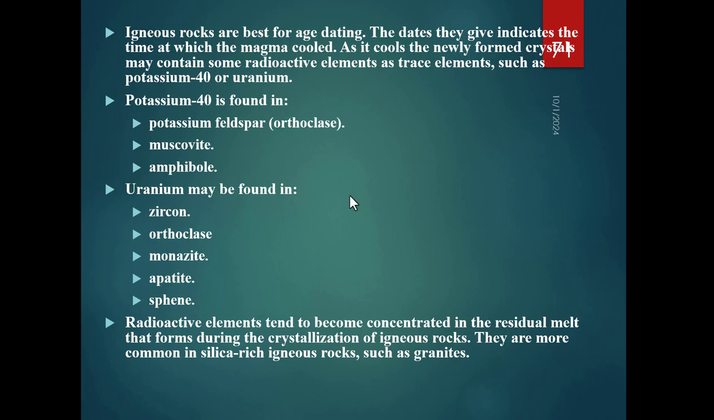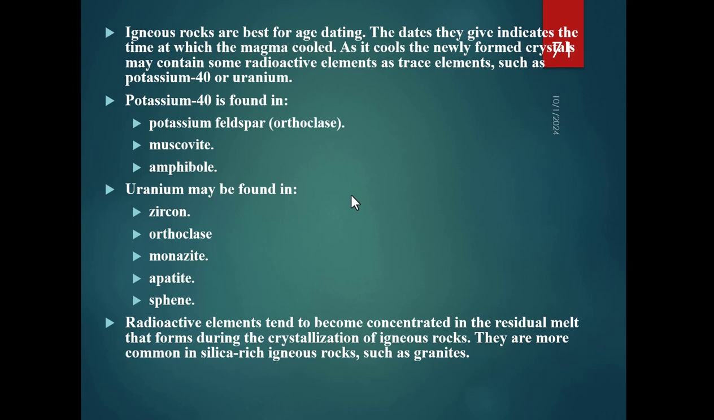So what kind of rocks are used most commonly for age dating? I already mentioned to you that the igneous rocks are the best. The dates they give indicate the time at which the magma cooled and solidified. As it cools, the newly formed crystals may contain some radioactive elements as structural elements, such as potassium 40 or uranium 235 or 238. And the potassium 40 is mostly found in potassium feldspar, the K feldspar, muscovite, or amphibole.